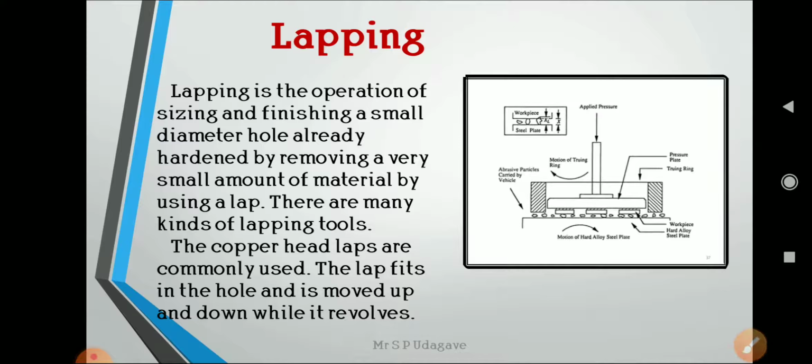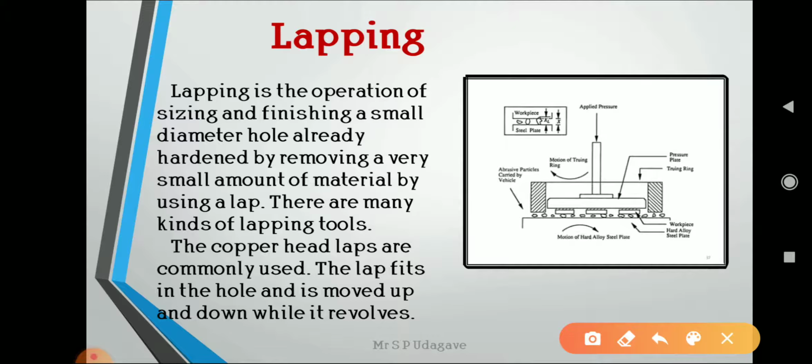Lapping. Lapping is the operation of sizing and finishing a small diameter hole already hardened, by removing a very small amount of metal using a lap. There are many kinds of lapping tools, but copper head laps are most commonly used. The lap fits in the hole and is moved up and down.